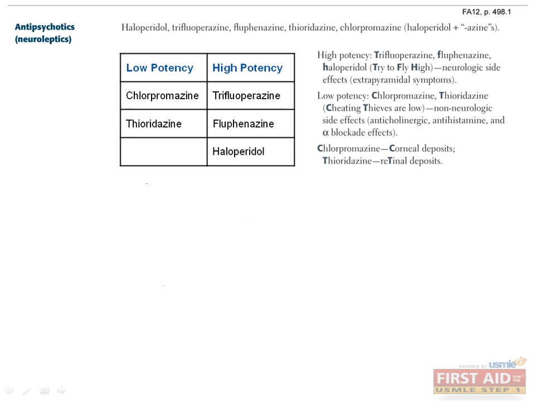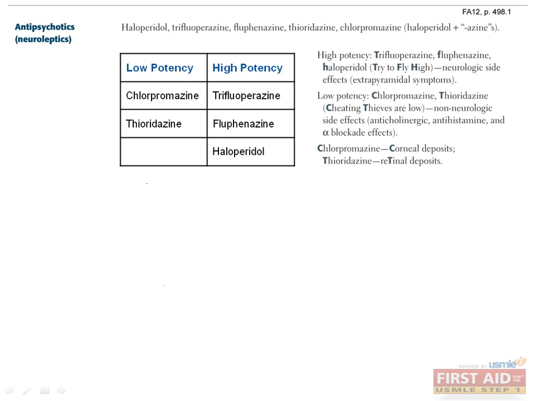Before we move on, there's one final set of side effects that are worth remembering for two of the typical antipsychotics, chlorpromazine and thioridazine. Both of these can cause deposits in the eye, however, they often go to different places in the eye. Chlorpromazine classically deposits in the cornea, and thioridazine classically deposits in the retina. This memory aid should help you remember the distinction.